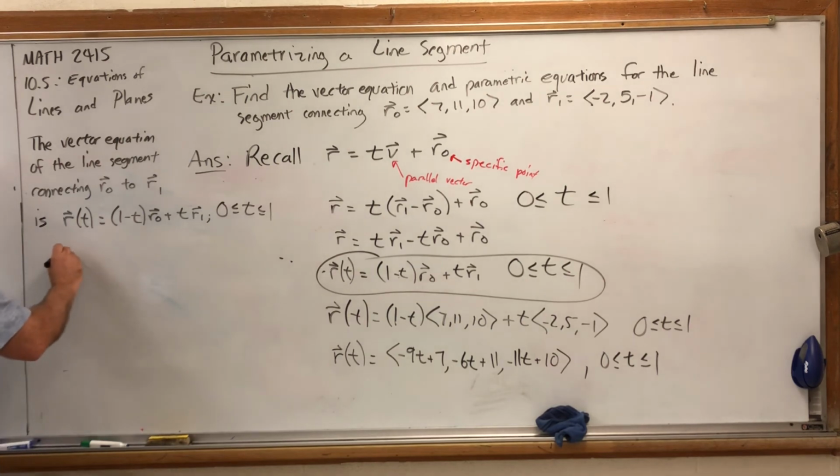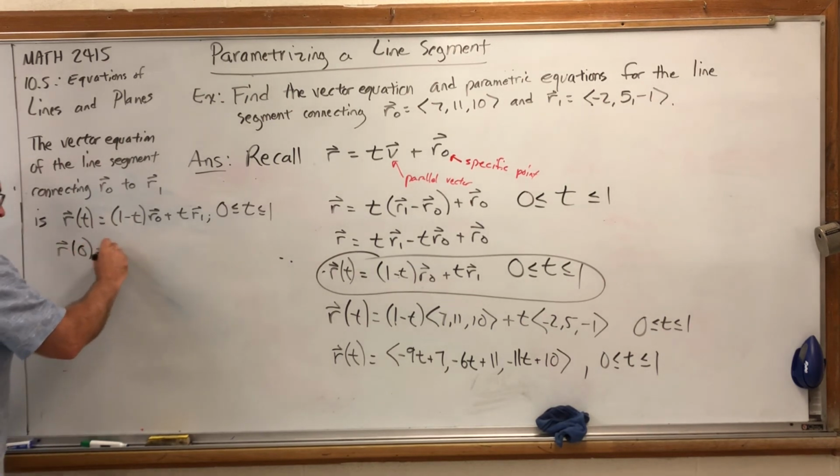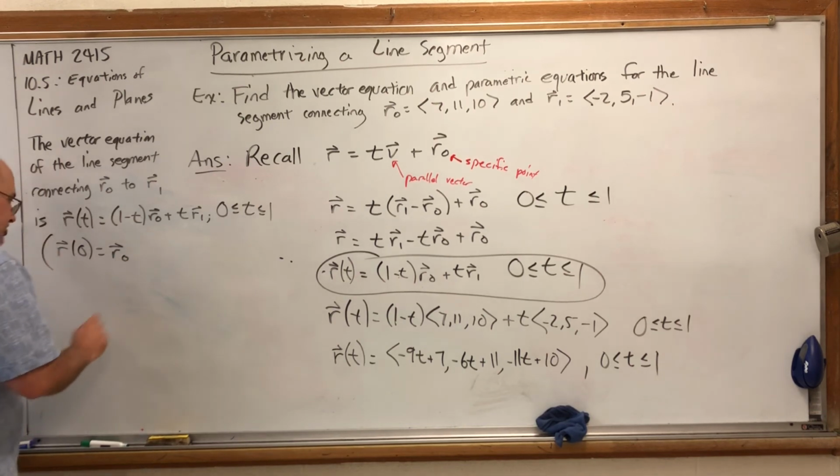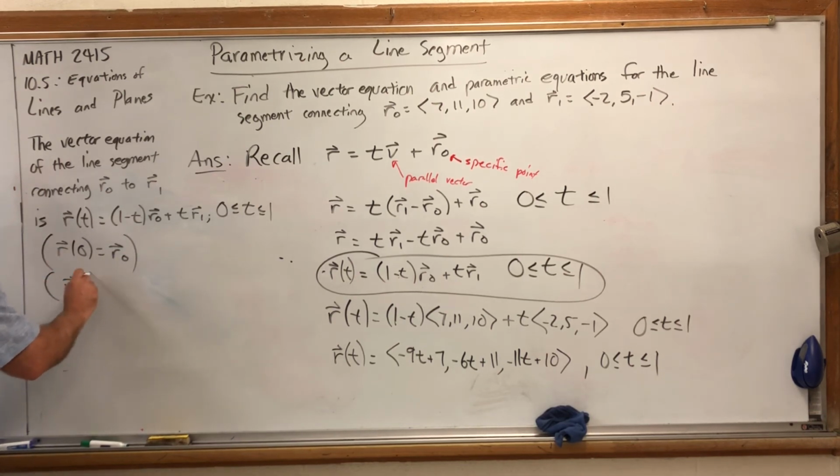So in other words, when we start at time equals 0, we are at R0, and when we end at time equals 1, we're at R1. So it's not a coincidence that that happens. It was designed that way because we started at one and ended at the other.